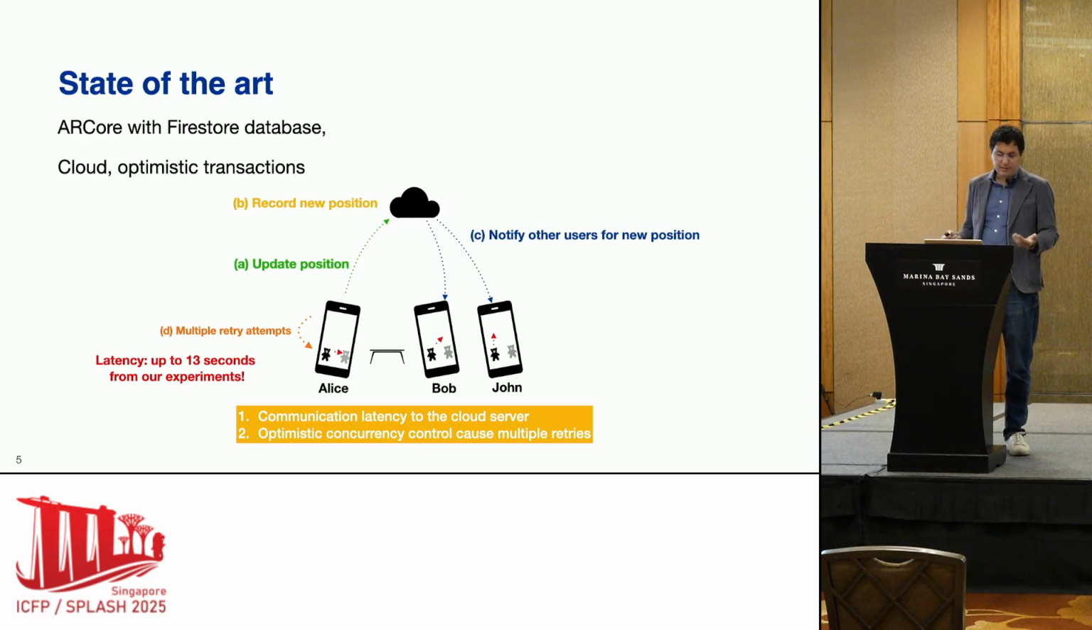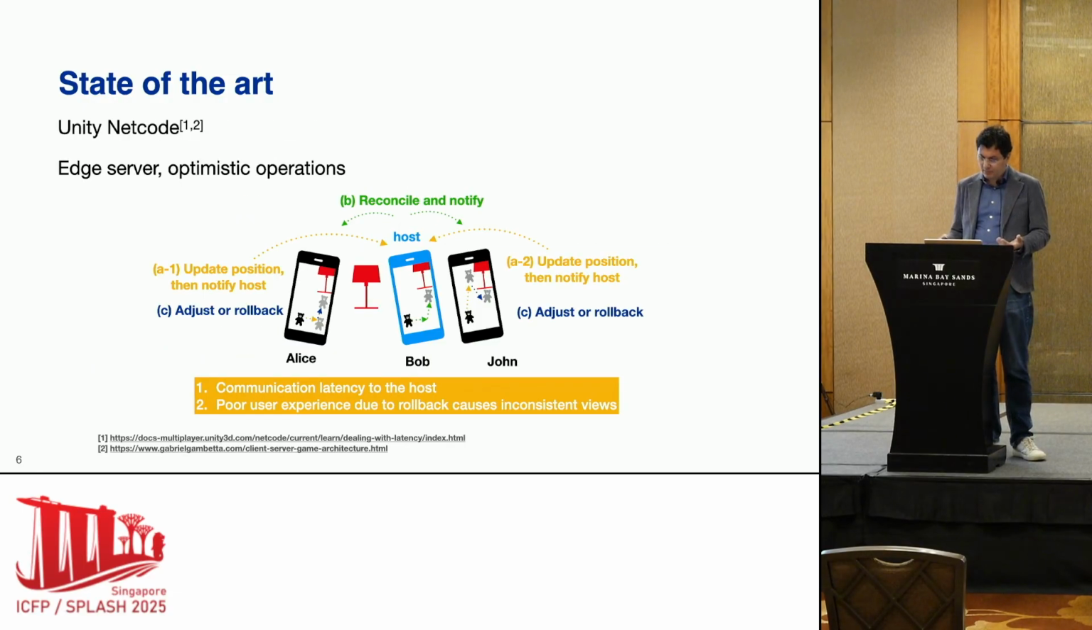And so there are some approaches already. There is one by Google that's shipped by the AR framework for Android. What they do is that they do most of the coordination in the cloud. And so the latency is pretty high in this framework. There are also works like Netcode where there is an edge server, so one of the devices can be the server. But similar to the previous approach, they have an optimistic transaction processing or reconciliation. And a lot of the time that leads to rollback. And so the user can see the virtual object going back.